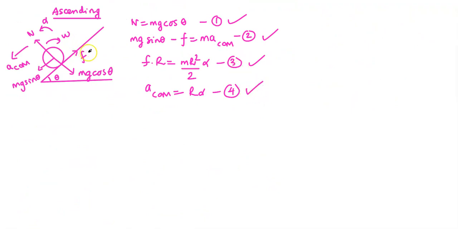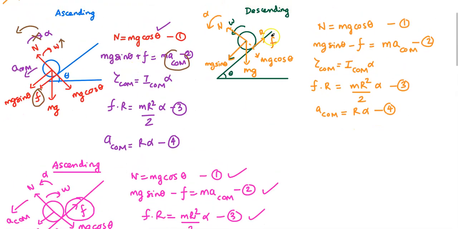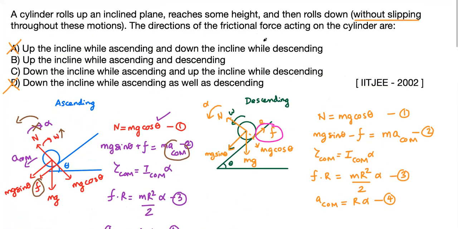All right. So to answer the question, when the cylinder is ascending, friction is up the incline, and while it's descending, it's also up the incline, right? So the right answer is up the incline while ascending and descending, right?